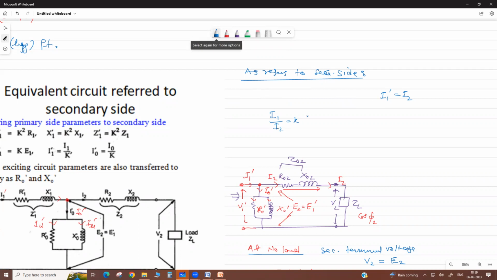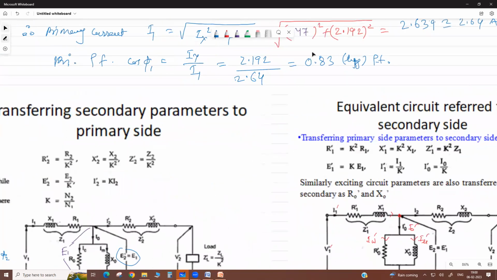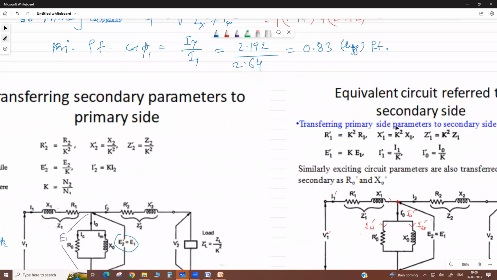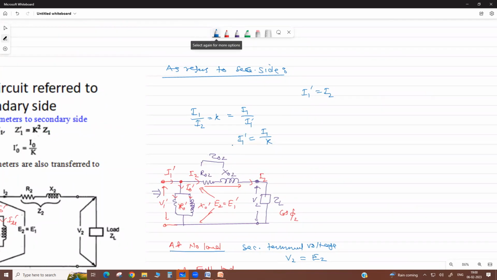Now this I2 is replaced by I1 by I1 dash. Therefore, I1 dash equals I1 divided by K. So now, as referred to secondary side, your current is divided by K. As referred to primary side, here current is multiplied by K: I2 dash equals K I2. But here I1 dash equals I1 by K. So please remember this.